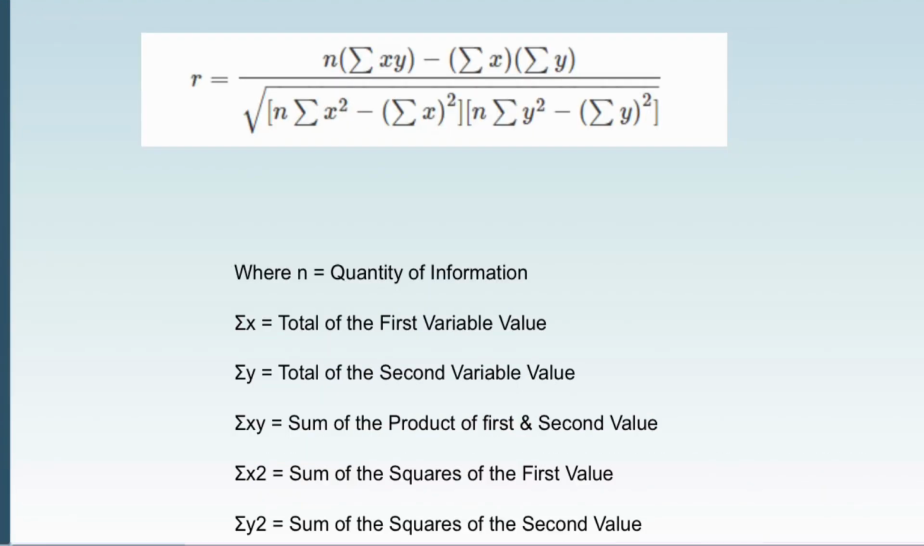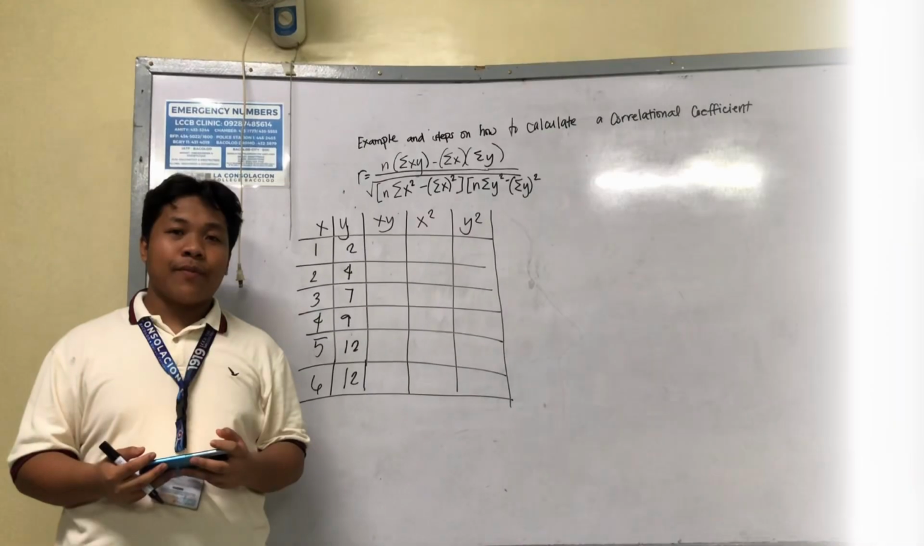In the Pearson correlation coefficient, n is the quantity of information, sigma x is the total of the first variable value, sigma y is the total of the second variable value, sigma xy is the sum of the product of the first and second value, sigma x squared is the sum of the squares of the first value, and sigma y squared is the sum of the squares of the second value.